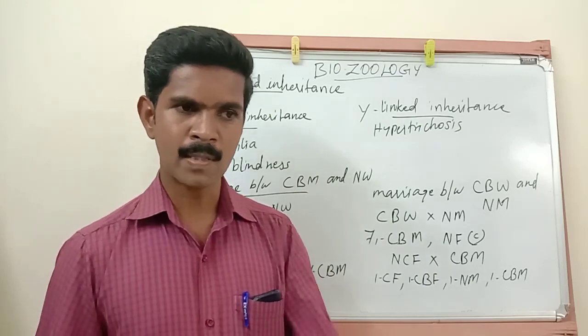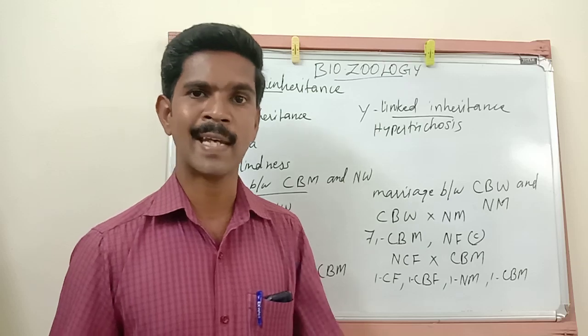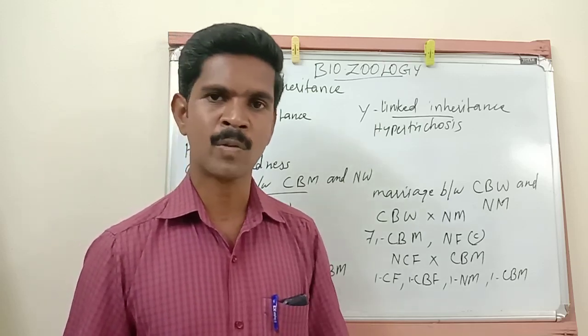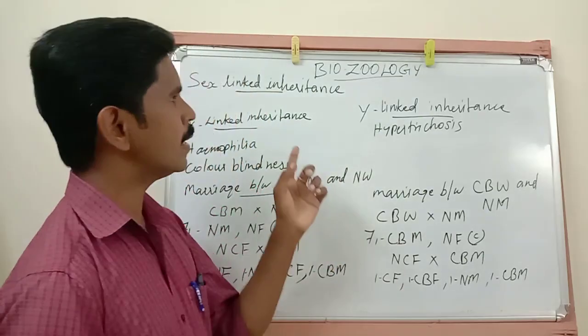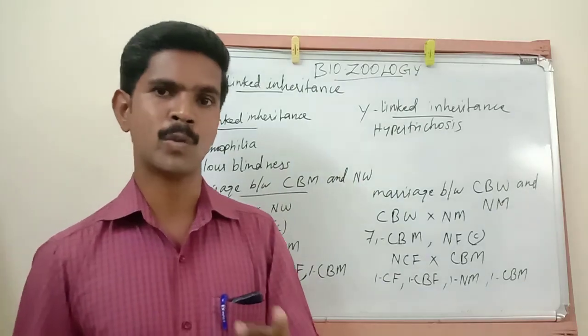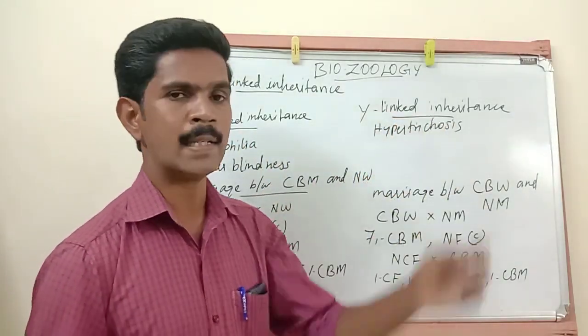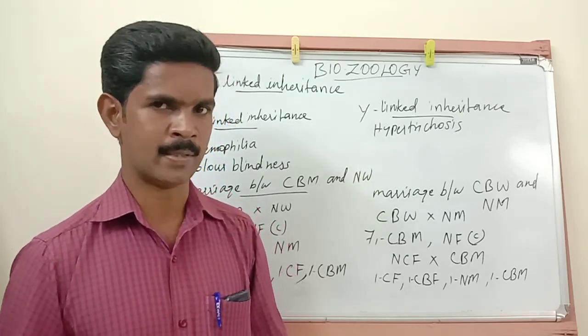Understand? Suppose the gene is located in the X chromosome, it is called X linked inheritance. Suppose the gene is located in the Y chromosome, it is called Y linked inheritance. So sex linked inheritance is classified into two types: X linked inheritance and Y linked inheritance. I hope you all understood these points.